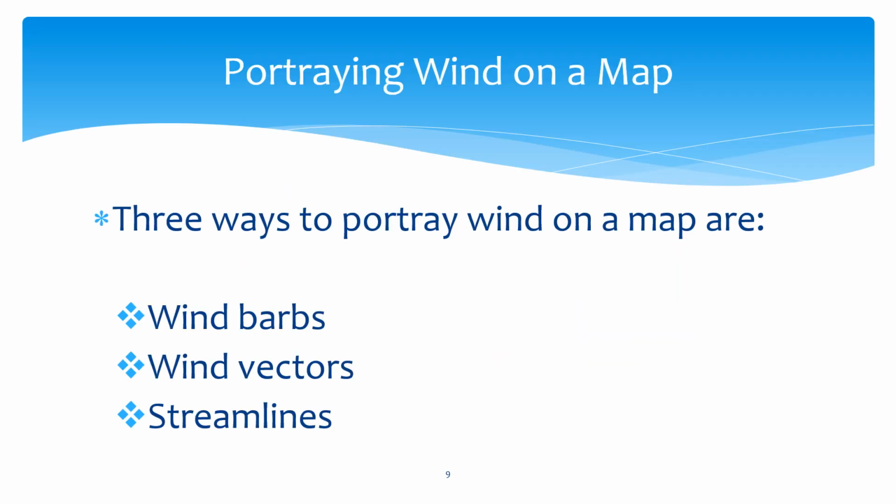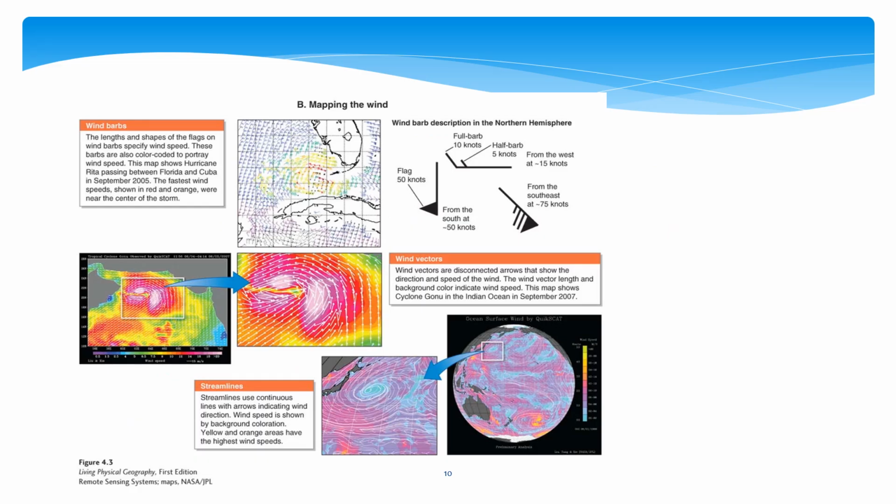When we look at wind on a map, there are three ways to portray wind: wind barbs, wind vectors, and streamlines. And here we have examples of each. So if you look at the top, you see the little arrows. There's a little feather at one end and then a shaft. These are wind barbs. These are very cool. They will tell you both the wind speed and direction.